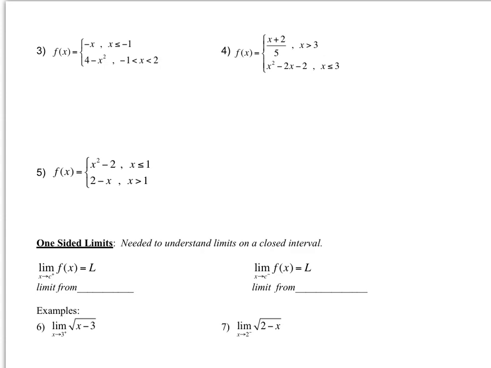So this is what we would call a piecewise function. The function has two different definitions depending on what x is. So let's figure out where the discontinuity is, looking closely at how this function is defined. This function is defined as negative x, so that's just a linear function, as long as x is less than or equal to negative 1. Then we see the second piece of the function turns into this quadratic, 4 minus x squared, when x is between negative 1 and 2.